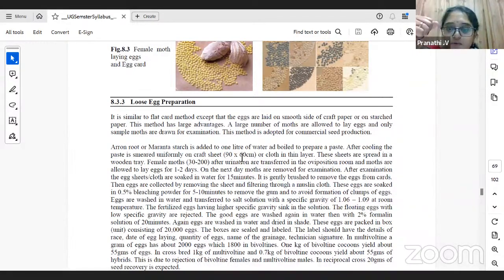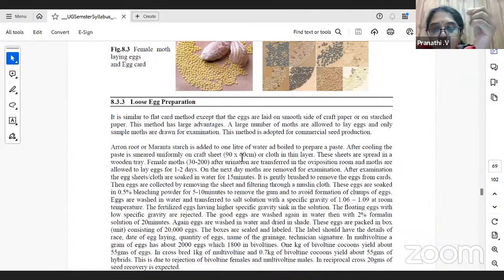Moths are allowed to lay the eggs for 1 to 2 days, and for the next 15 days, moths are removed for examination. Then the egg sheets or cloth are soaked in water for 15 minutes and gently brushed to remove the eggs from the cards. You use bleaching powder for around 5 to 10 minutes to remove the gum so that the eggs don't form into clumps. Then the fertilized eggs are taken and you have to check the specific gravity as well. Acid wash will help in that. The fertilized eggs having higher specific gravity sink into the solution. Floating eggs with low specific gravity are rejected.